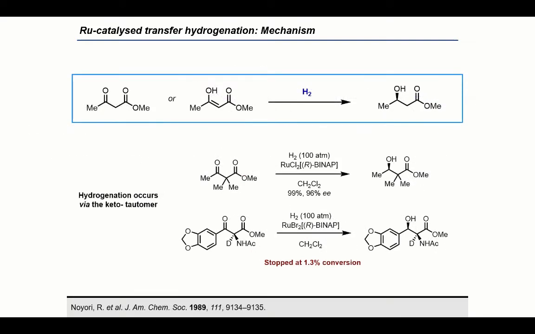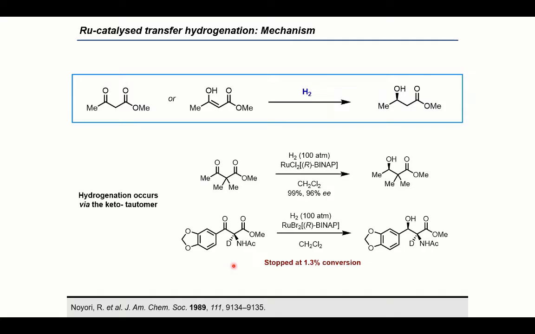Now some of you might be asking the question: might this reaction actually proceed by a hydrogenation of the enol tautomer of the beta-keto ester, or alternatively, conjugate addition of a hydride to the enol tautomer? Well, early mechanistic studies probed this possibility with two experiments. The first involved an alpha-dimethyl substrate, which proceeded with high yield and enantioselectivity without the possibility of proceeding via an enol tautomer. Further evidence for hydrogenation occurring via the enol tautomer was obtained by the hydrogenation of a deuterated substrate.